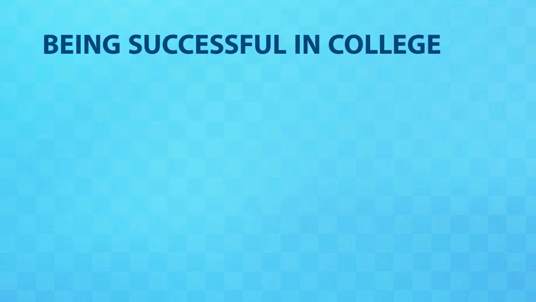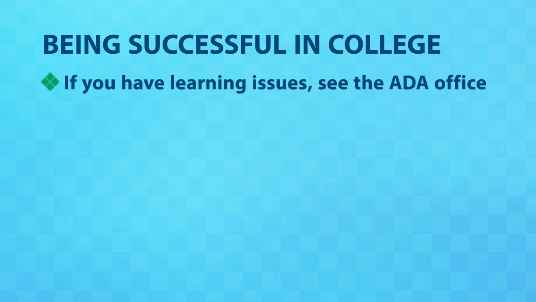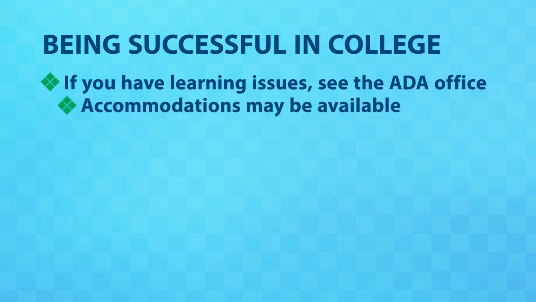But first, let's take a second to talk about being successful in college. I want to remind you that if you have learning issues, please see the ADA office. Accommodations may be available. If you had an IEP plan in high school, you may be eligible for accommodations. So I strongly recommend that you go and see our ADA office for more information. If you have questions about who to talk to, I can give you that information. Just send me a note and we can talk about that.